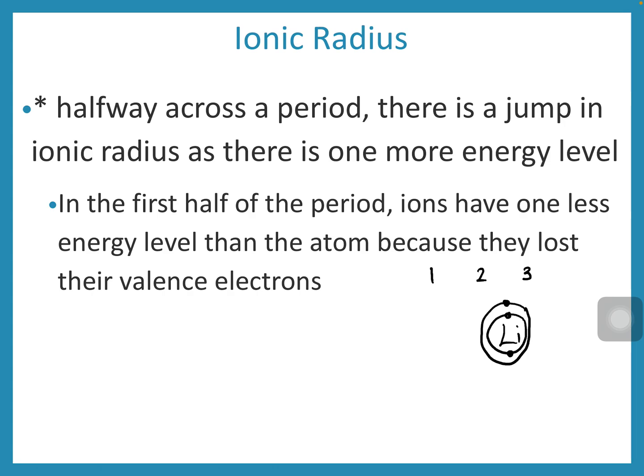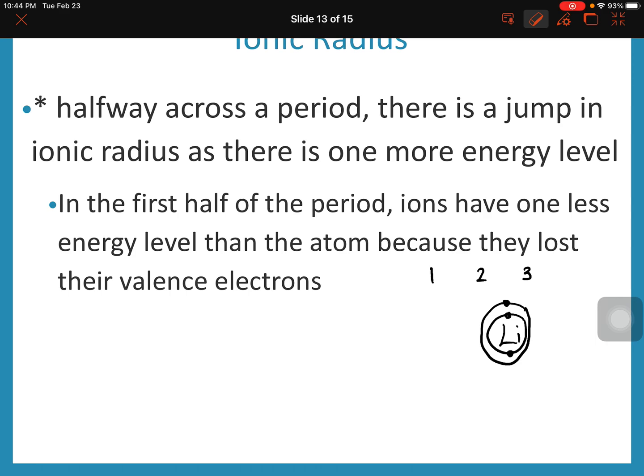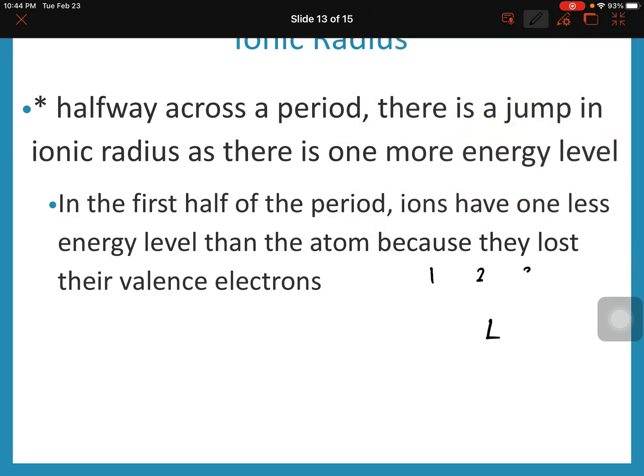So once that valence electron is gone, we'll just draw that back in, and the 1 electron leaves, we're left with only 1 shell with those 2 electrons. And so we have the 3 protons in the nucleus and 2 electrons, so this has a charge of 1 plus. So it has 1 less electron shell than what it had before.